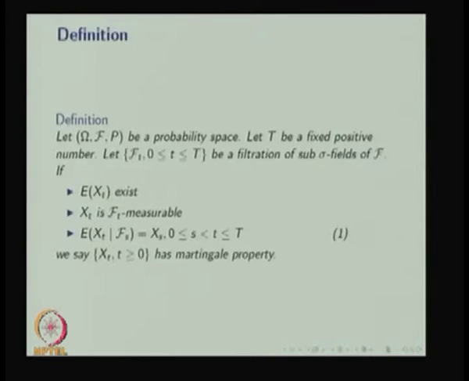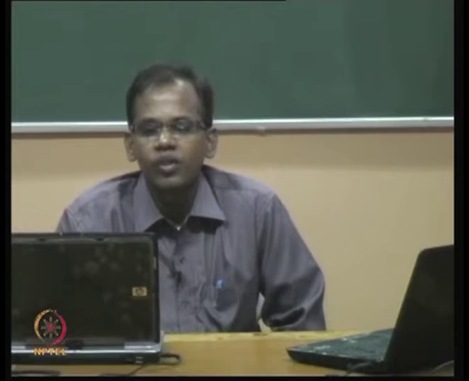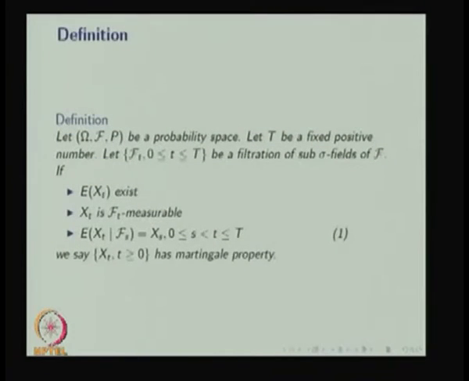not only does the expectation exist for a fixed t and the random variable is F_t measurable, the conditional expectation, that is the expectation of X_t given the sigma field F_s, is the same as the random variable X_s. Here s can take values from 0 to t, where t can take values from s to capital T. If these three properties are satisfied by a collection of random variables, that is the stochastic process X_t, then we say the stochastic process has the Martingale property.